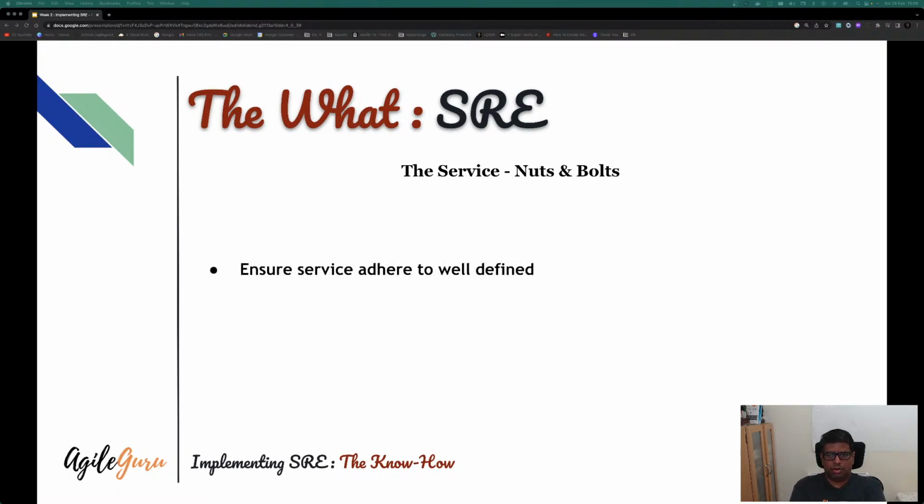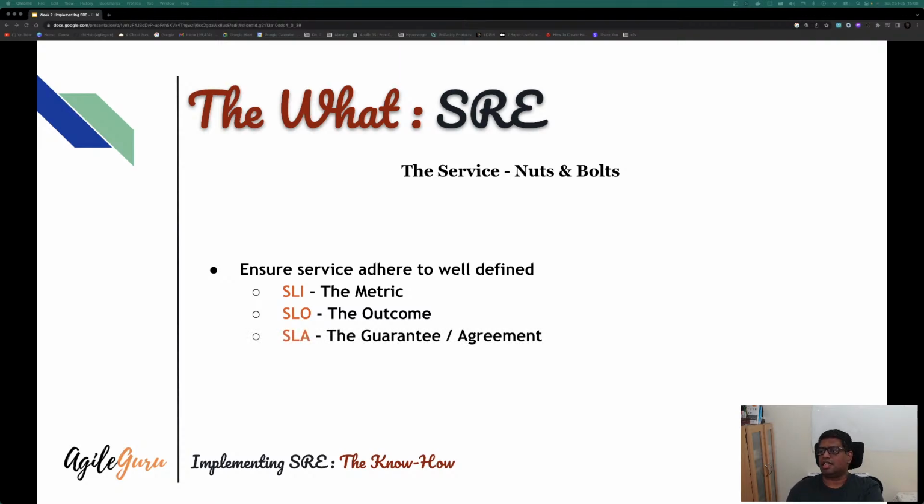Now, as I mentioned, we have to adhere to some principles, to well-defined SLI, SLO, and SLAs. I'm going to give you a very good example of how to go about understanding these three concepts, but there is one more thing called error budget. I'm going to take a very good example of how to do it.